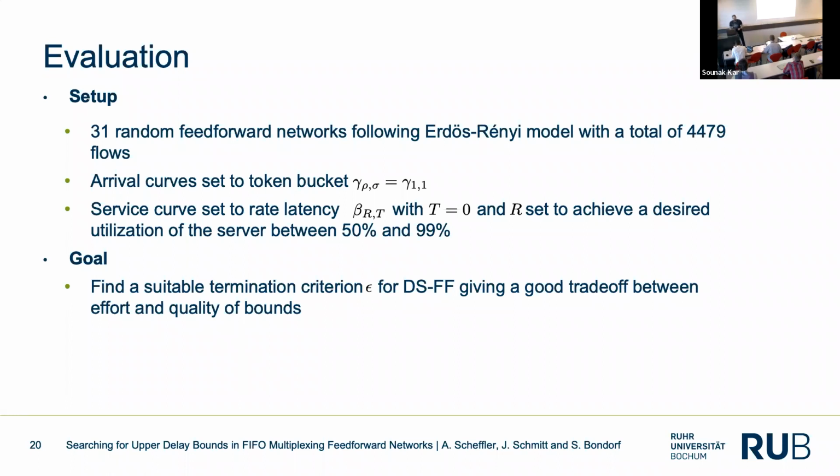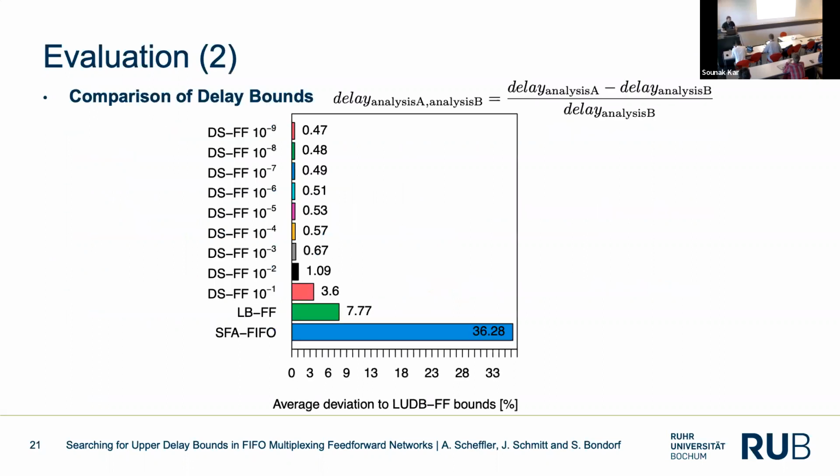So what we did is we have some setup with random Erdős-Rényi graphs with flows, and we have a total of close to 4,500 flows evaluated. As seen before, we have token buckets with unit size, burst, and rate. And just for simplicity, we have set the initial latency of the service to 0. What we changed a bit are the utilizations, something we saw before as well. And now without any further ado, we have results.